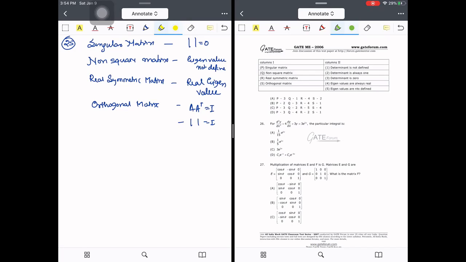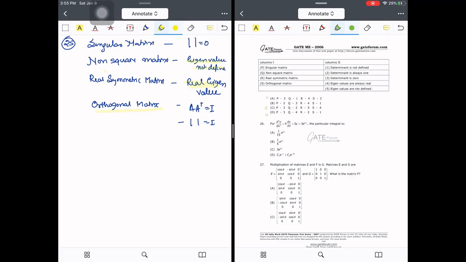So question number 25. It's match the following. It's a definition based question. A singular matrix is a matrix whose determinant is 0. For a non-square matrix, eigenvalue is not defined because eigenvalue is always defined on a square matrix. A real symmetric matrix will have real eigenvalues, and orthogonal matrices are those matrices whose inverse is equal to its transpose. That means A into A transpose is equal to identity matrix. Also, its determinant is equal to 1.